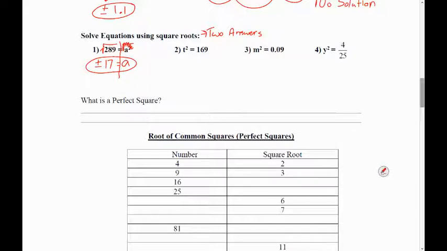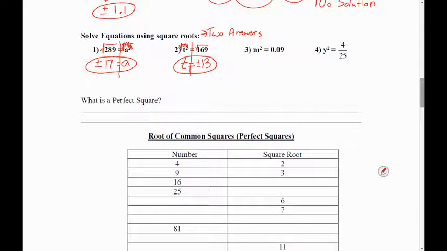Okay? Same way with number 2. I go ahead and I draw my line. The opposite of squaring something is the square root. So I square root each side. That cancels each other out on the left. T drops down. And I use my calculator to get 13. And then again, I think about it could be 13 times 13, and it could also be negative 13 times 13 to give me that answer. So I'm going to keep both of those possibilities.